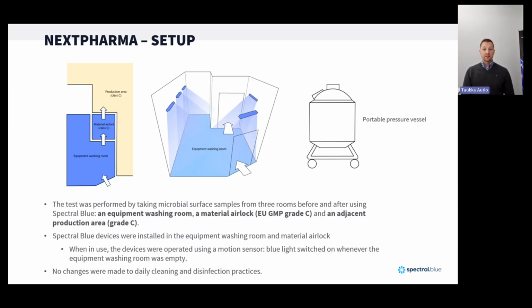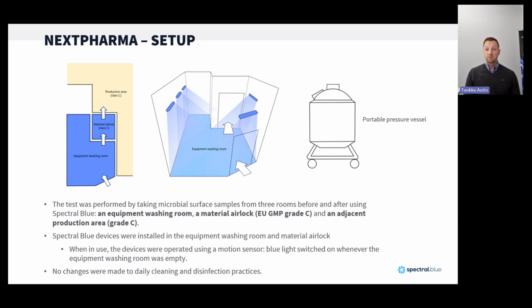So this is how the test setup looks in this case. There were 3 rooms where they took samples: an equipment washing room, a material airlock, and a production area. In the picture, the rooms marked with blue shading were equipped with blue lights, and the production area did not.